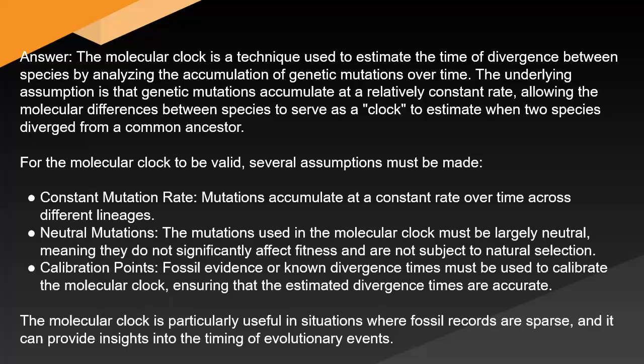Calibration points: fossil evidence or known divergence times must be used to calibrate the molecular clock, ensuring that the estimated divergence times are accurate. The molecular clock is particularly useful in situations where fossil records are sparse, and it can provide insights into the timing of evolutionary events.